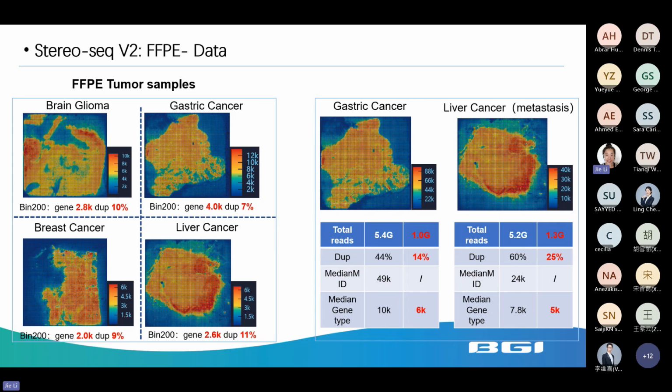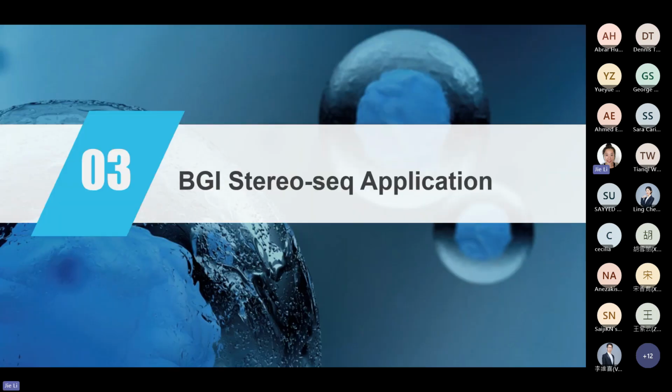Because most of our analysis still uses mRNA data, this shows the data that have been used for downstream analysis is not as high as we probably expected. But for the median gene types detected, we see it's comparable with our FF samples. Okay, so that's all the workflows for Stereo-seq for FF samples and FFPE samples.